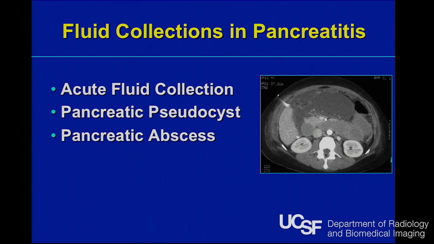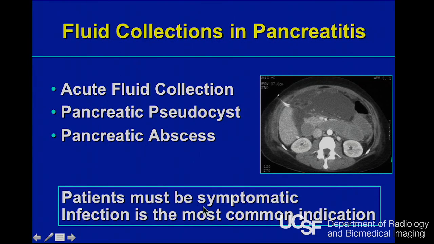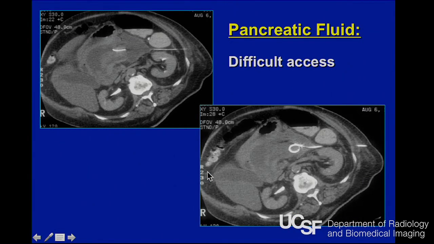But when you're worried about something, when you're trying to just sample and you're worried about infection, sampling it is fine, biopsying the fluid, and if you have high suspicion for infection, and then you need to put in the drain, then you need to put in the drain. So what you might be dealing with in pancreatitis is acute fluid collections, which, as I said, might actually not be collections. They might not be fluid, might be gelatinous material. Pancreatic pseudocysts and pancreatic abscesses. Patients must be symptomatic, as I said, most commonly infection is what you're worried about.